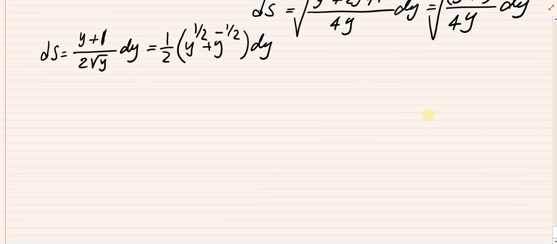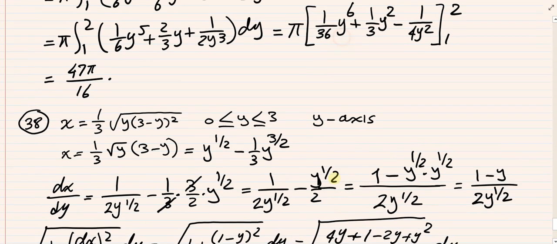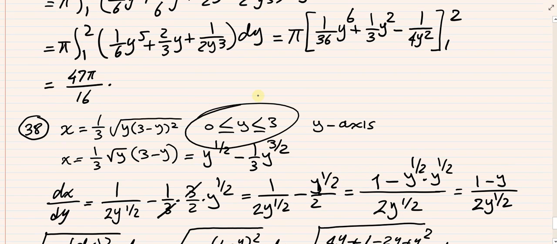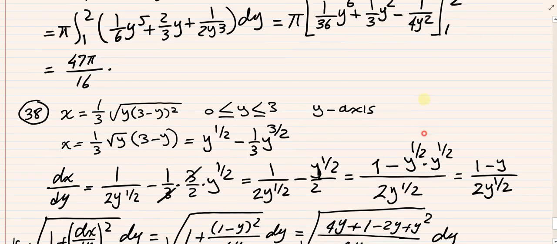And we are good to go. There's your differential of arc length. So the surface of revolution is going to be 2 pi, and the integral goes from 0 to 3 of x ds. There you go. Because rotation is about the y-axis, so you look at the limits of integration on the y-axis.